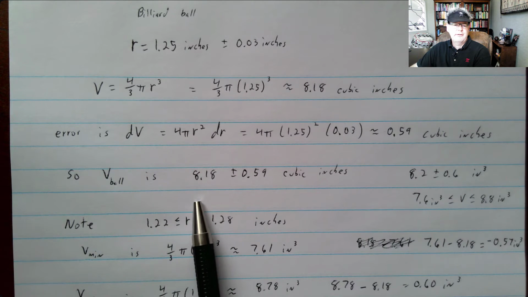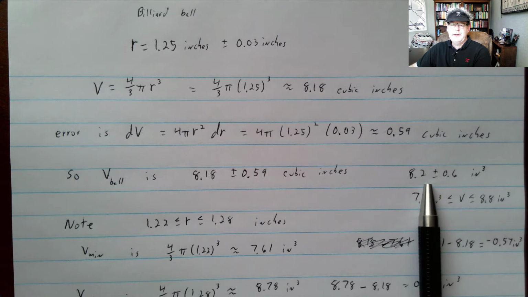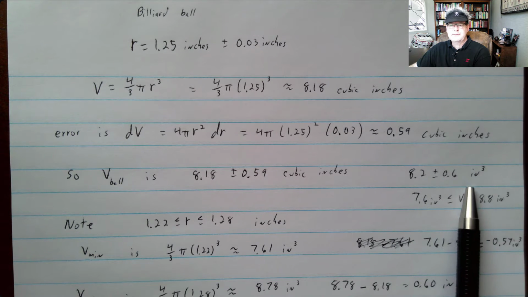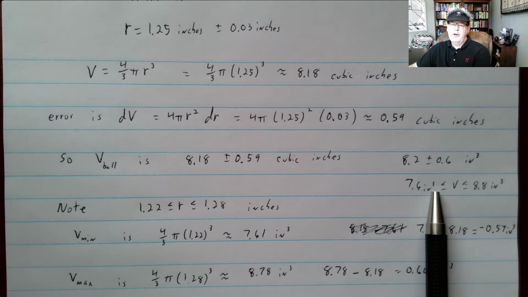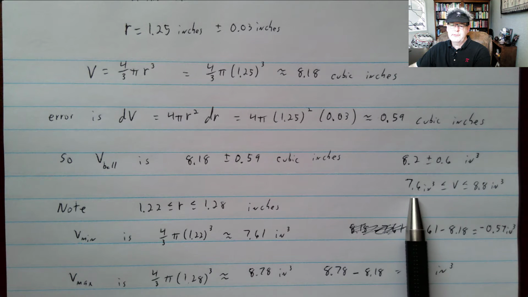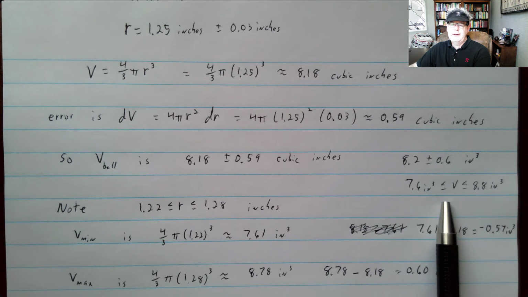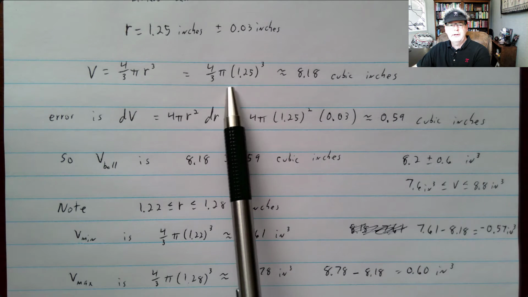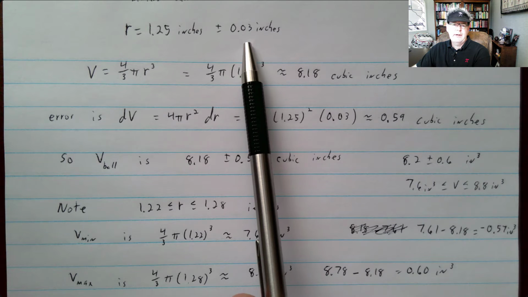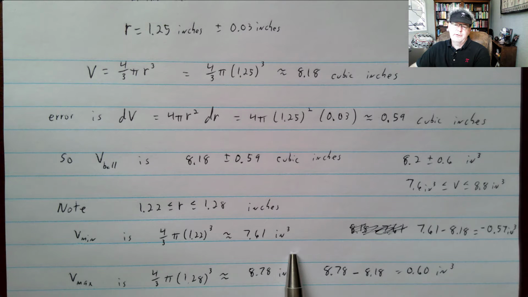So the volume of the billiard ball is 8.18 plus or minus 0.59 cubic inches, or we'd probably just go 8.2 plus or minus 0.6 cubic inches. And so the true volume would be somewhere from 7.6 cubic inches to 8.8 cubic inches. Right, so the true volume's in that range. So it seems kind of big, given the uncertainty in the radius is only 0.03.